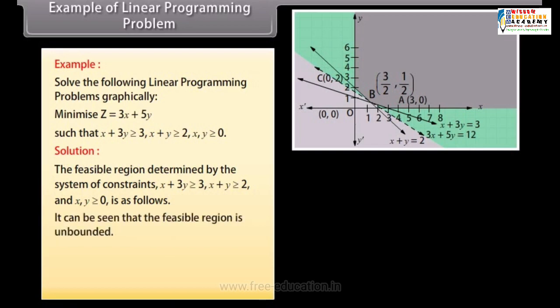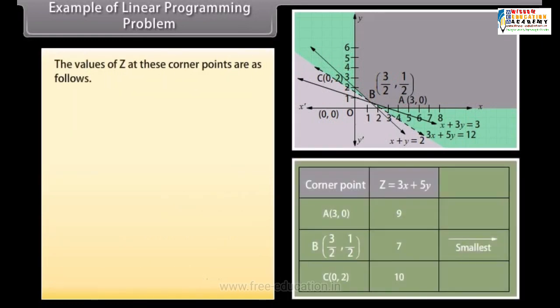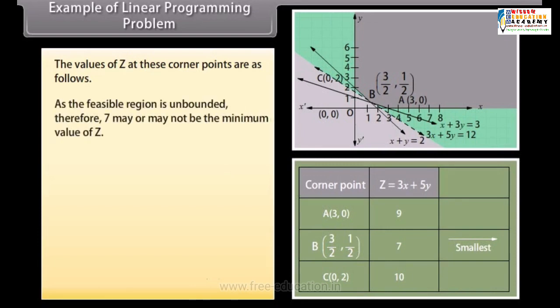It can be seen that the feasible region is unbounded. The corner points of the feasible region are A(3,0), B(3/2, 1/2), and C(0,2). The values of Z at these corner points are as follows. As the feasible region is unbounded, therefore 7 may or may not be the minimum value of Z.